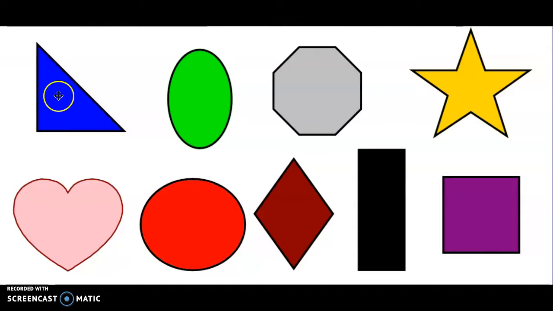All right, let's take a look at our shapes. What is this? Triangle. This one? Oval. What is this one? Octagon. This one? Star. Awesome.